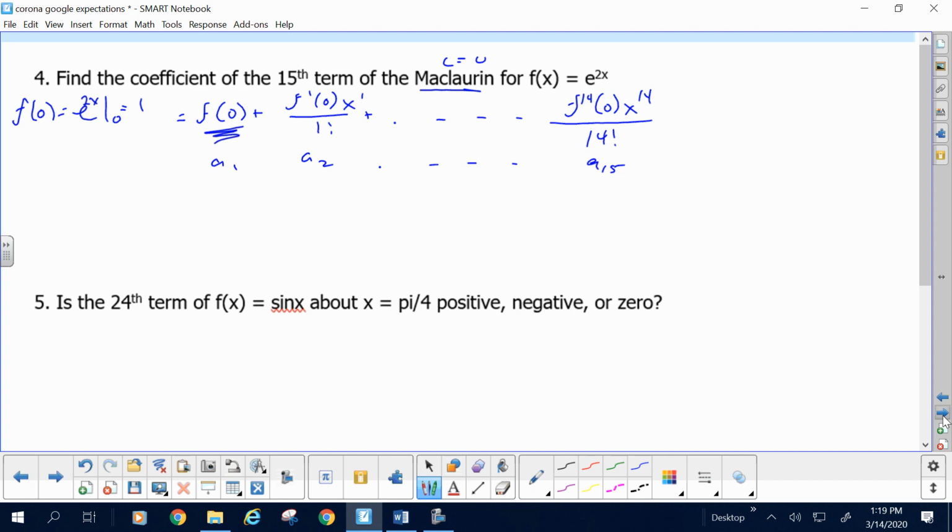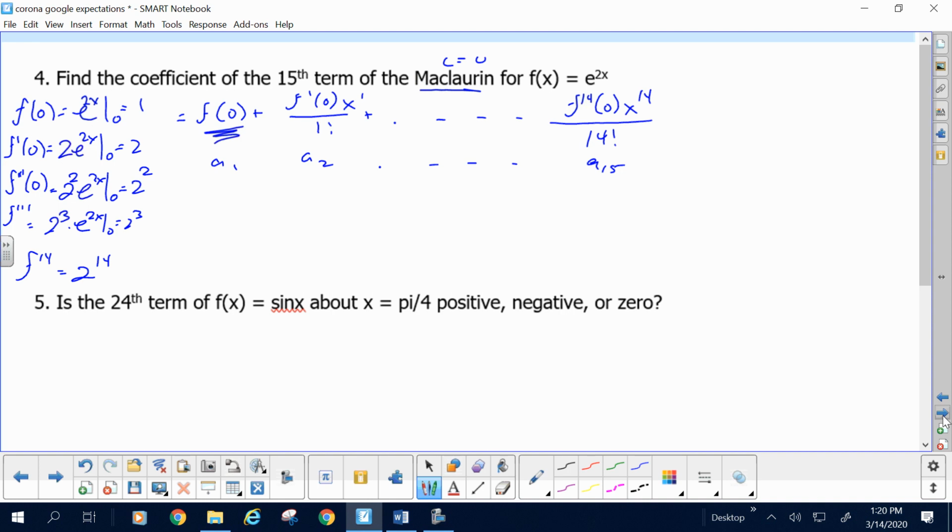All right, now chain rule. As you take the derivatives, you get a 2e. So that's 2e to the 2x, which at 0 would just be 2 times 1. The second derivative is another 2. So 2 squared e to the 2x at 0. The third derivative, it seems like I see the pattern, is 2 cubed e to the 2x at 0. So the 14th derivative will be 2 to the 14th.